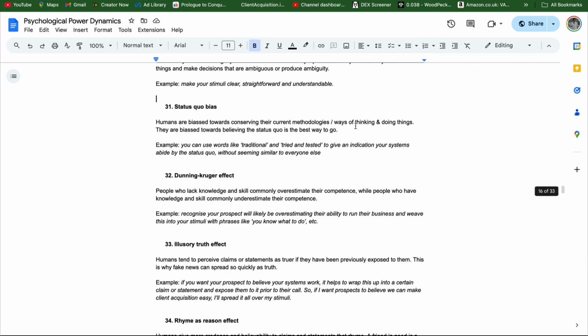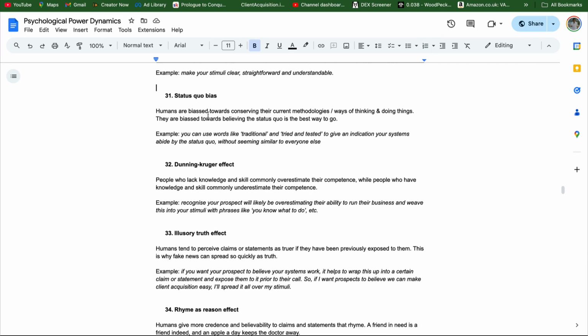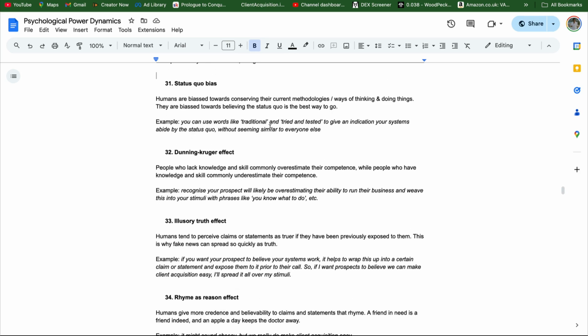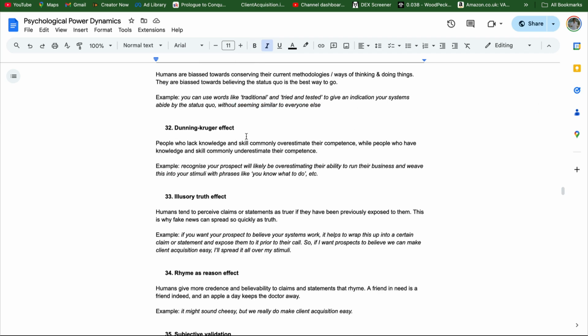Status quo bias, right? Now, humans are biased towards conserving their current methodologies, ways of thinking, and doing things. They are biased towards believing that the status quo is the best way to go. Example, you can use words like traditional and tried and tested to give an indication that your systems abide by the status quo without seeming similar to everyone else. It's why I'll say stuff like acid-tested systems and stuff like that, right?